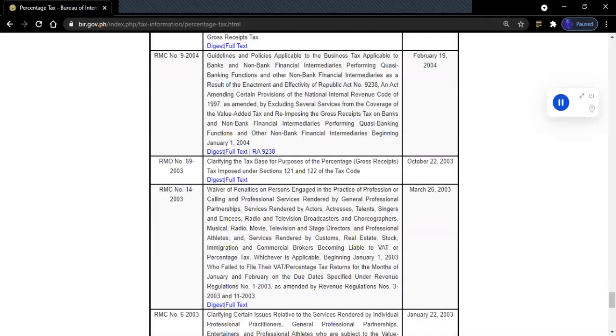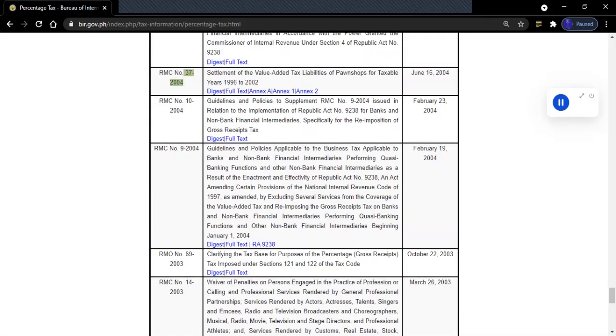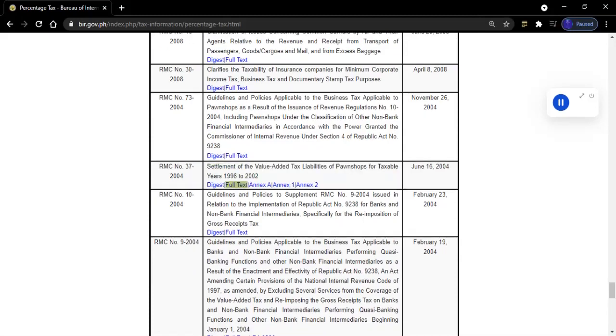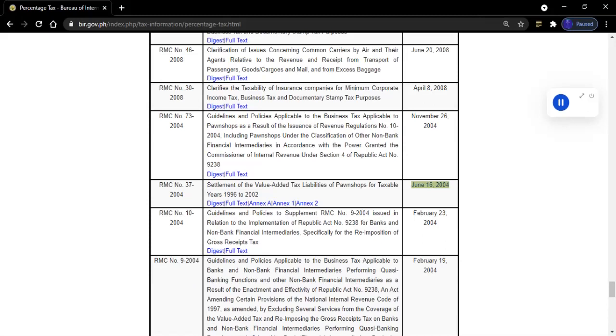RMC No. 37-2004. Settlement of the value-added tax liabilities of pawnshops for taxable years 1996 to 2002. Digest. Full text. Annex A. Annex 1. Annex 2. June 16, 2004.